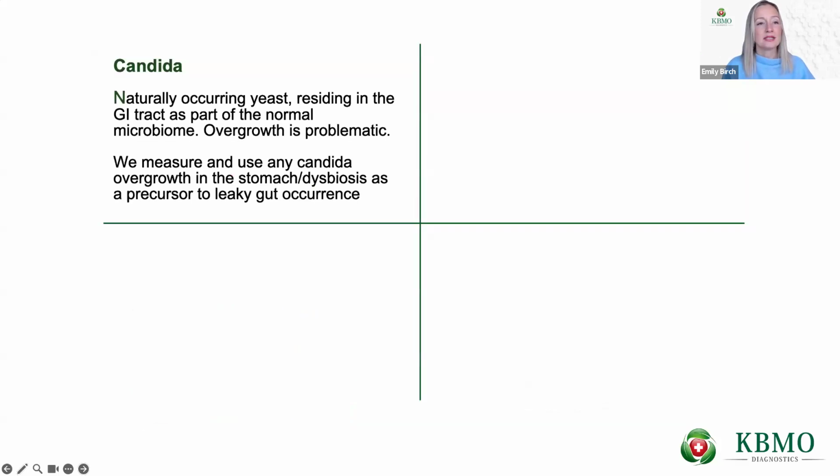Okay, so let's get into those markers then. So first up, we have Candida, something no doubt that we're all very familiar with. As you know, it's a naturally occurring yeast. It resides in the GI tract as part of the normal microbiome. Candida itself is not problematic unless we have an overgrowth, and it's really important for us to remember that. We measure any Candida overgrowth as part of the gut barrier panel, and we show it as a precursor to leaky gut occurrence, okay?